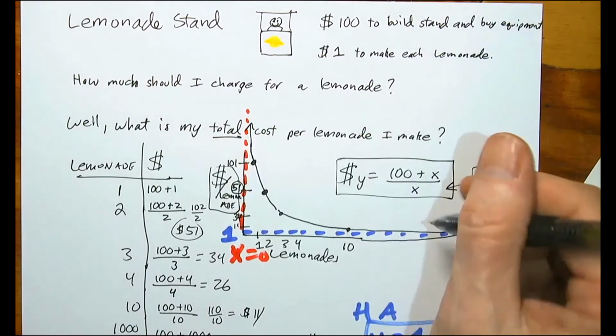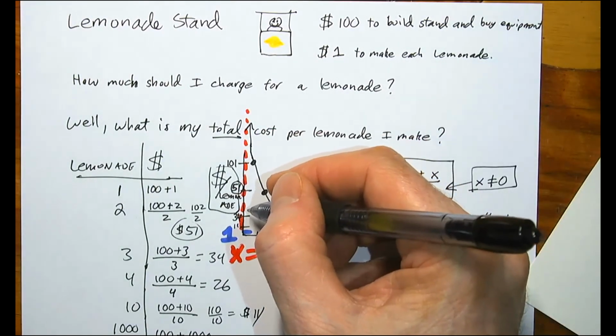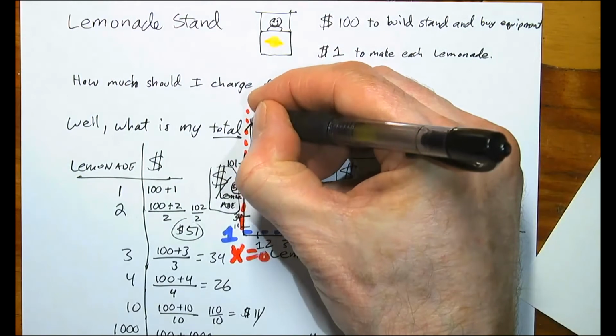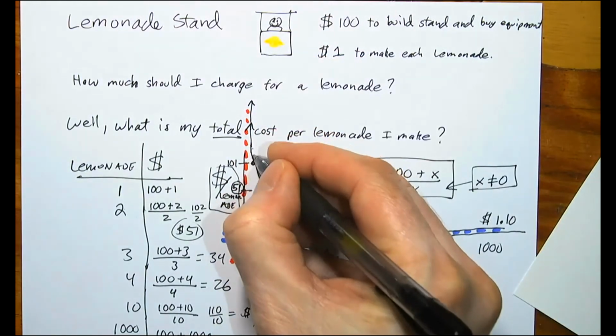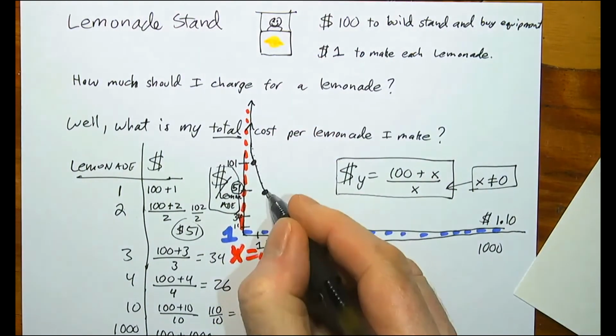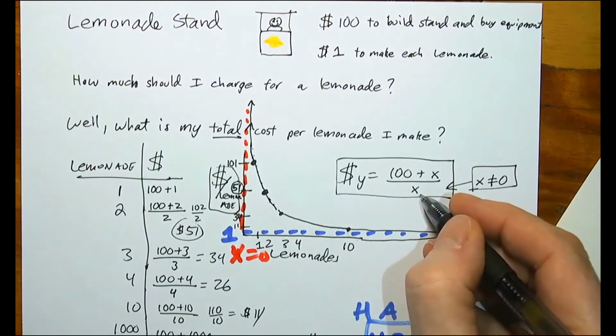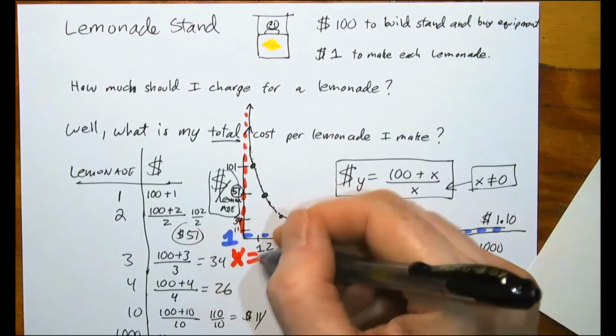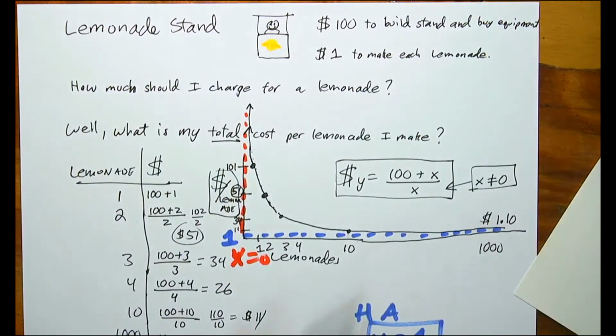So I know, in fact, it doesn't even make sense to put in a half of a lemonade, right? Maybe I sold half a lemonade, but yeah. So if we could put in decimal amounts of lemonades, we get a graph like this, because you can't divide by 0. So if you make none, you just lost all your money.